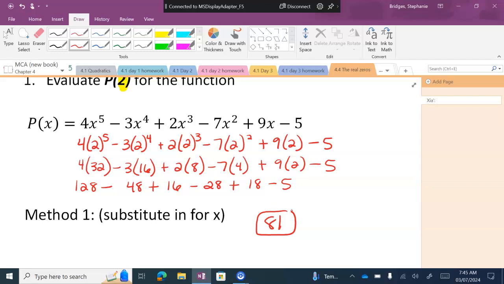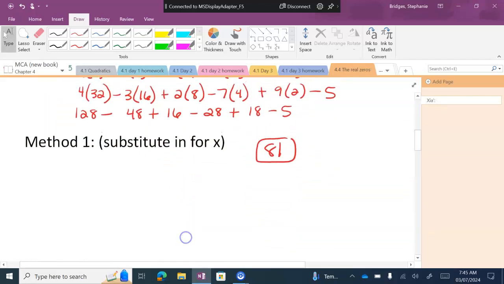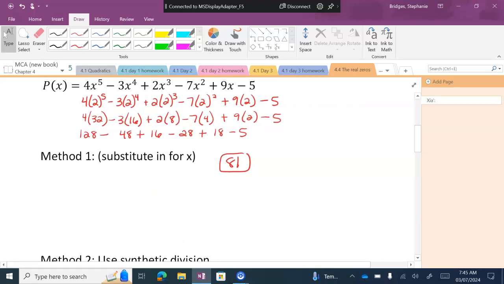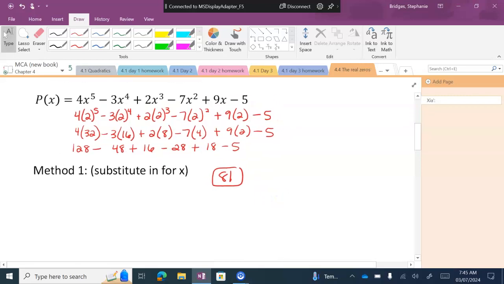Or we can use synthetic division. I'm going to do it right here so I can actually see my function. Let me write this down real quick. So we're finding p of 2. I'm just rewriting everything, so I can slide it down and have some room to work.